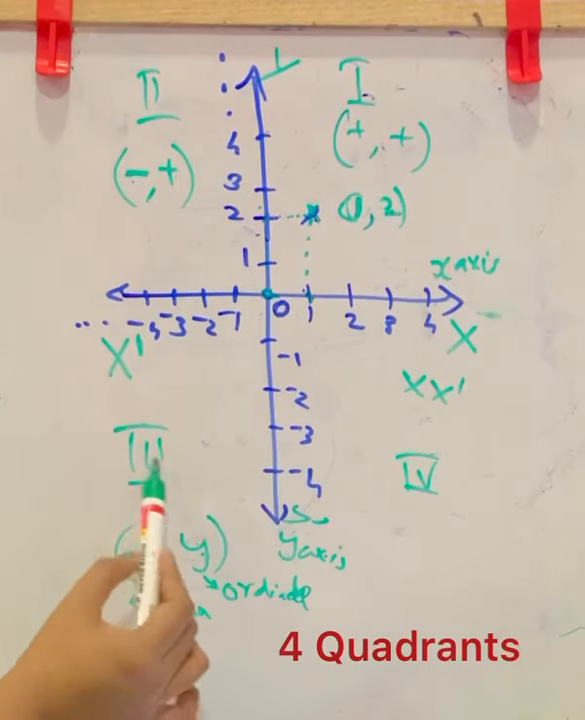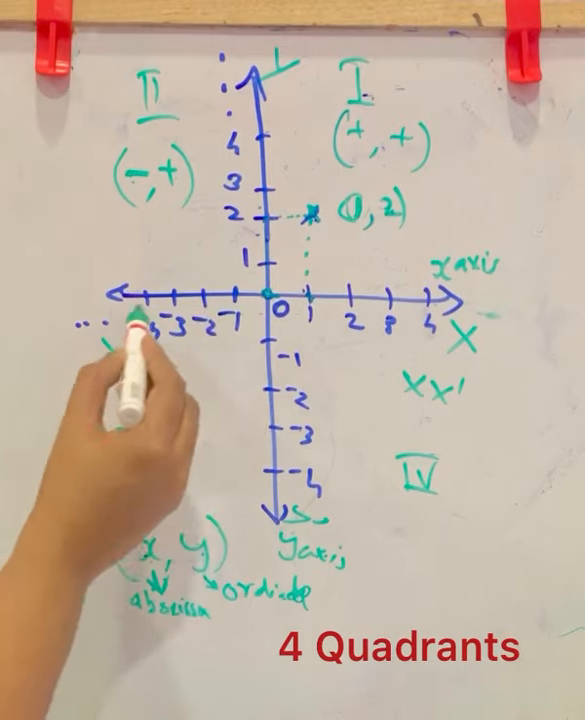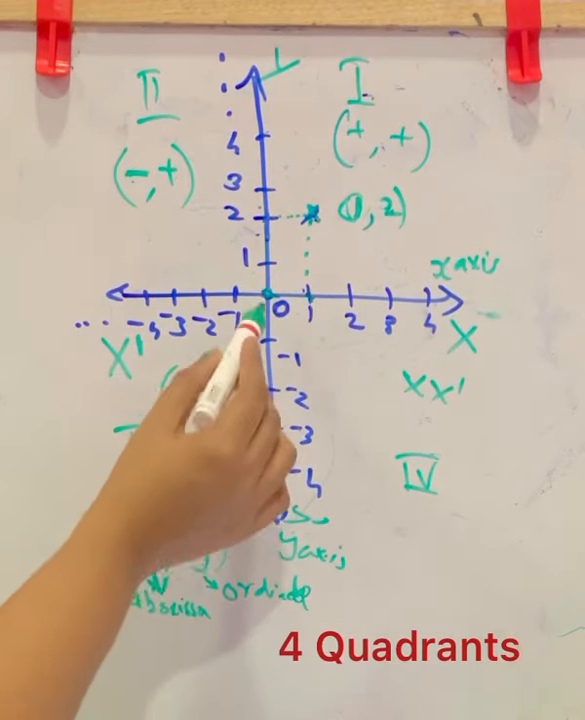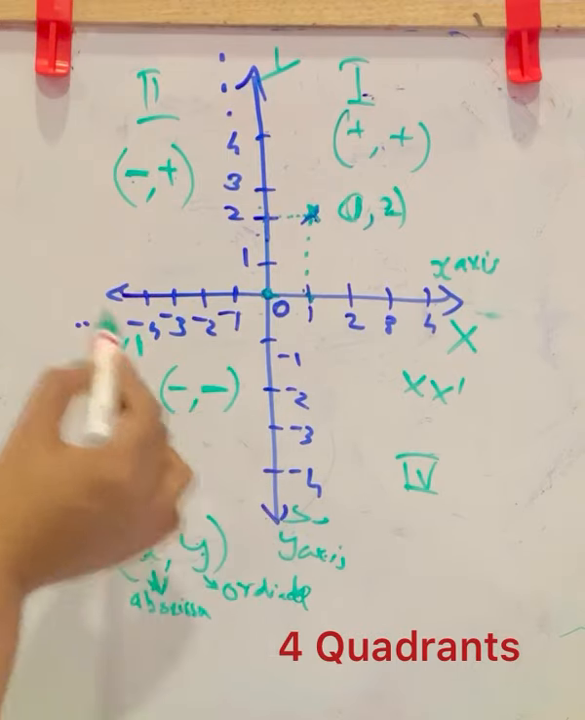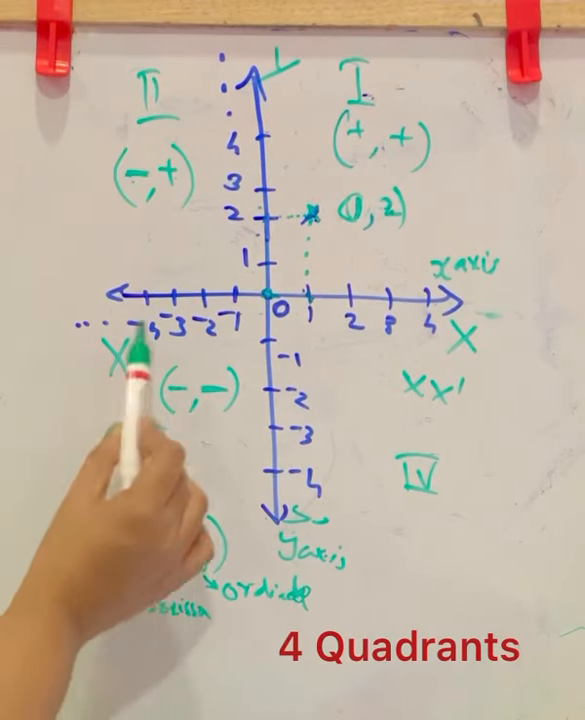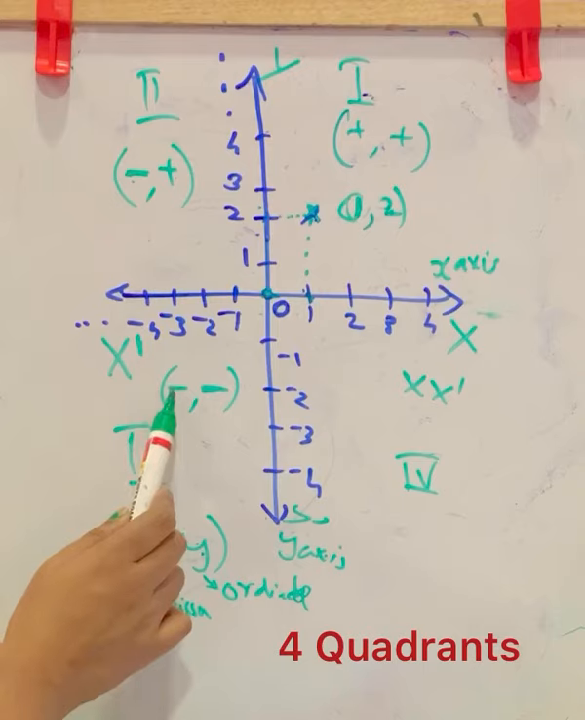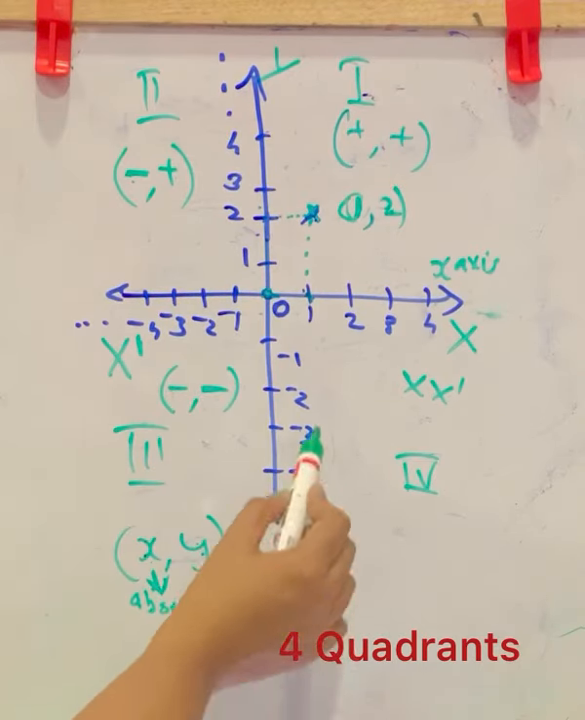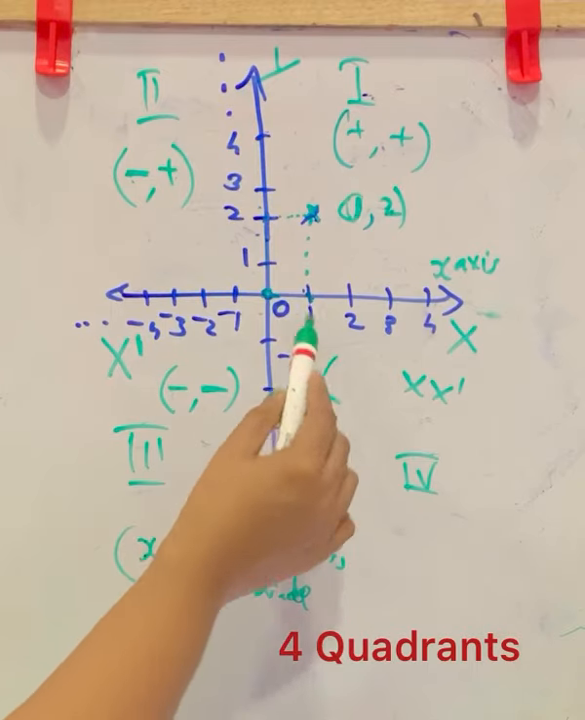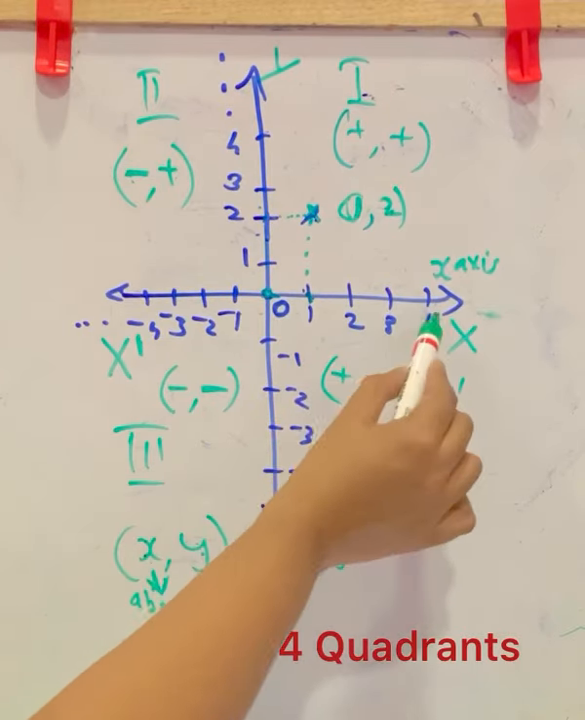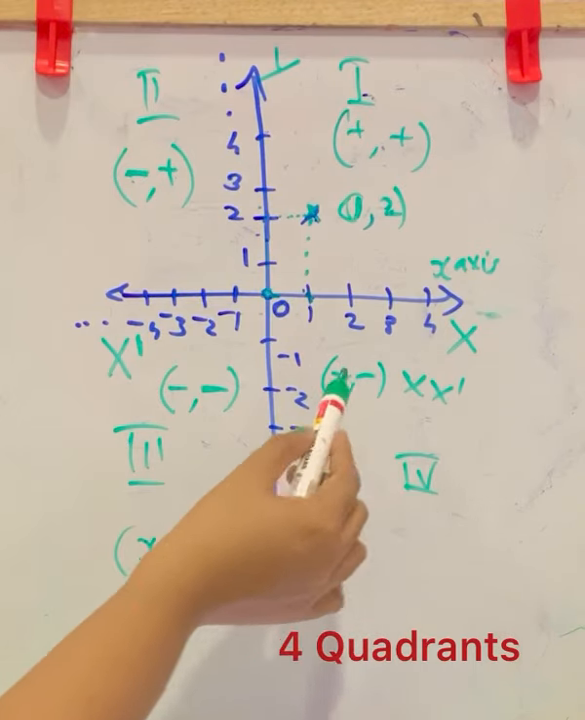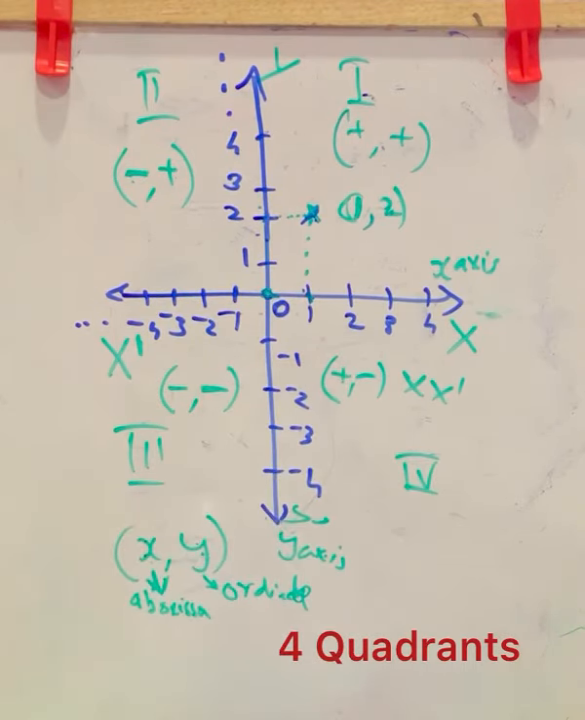What about this third quadrant? Here again first x is negative and here y is also negative, negative comma negative. In this third quadrant, both x coordinate and y coordinate are negative. Here in the fourth quadrant, x is positive, this is a positive value, and y is negative. So this is positive comma negative.